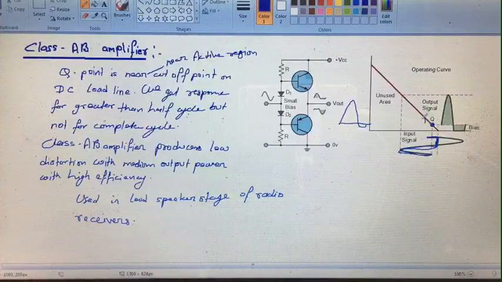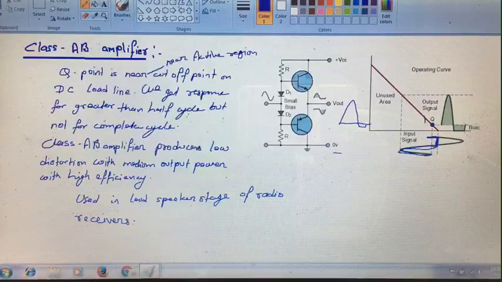So, quiescent point lies in the active region near the cutoff point, and the response is for greater than the half cycle. That means it responds for greater than 0 to pi. And in class AB amplifier, it produces medium output power with high efficiency. Its efficiency lies between class A amplifier and class B amplifier, and this is used in loudspeaker stage of radio receivers. Now, our next term is class C amplifier.